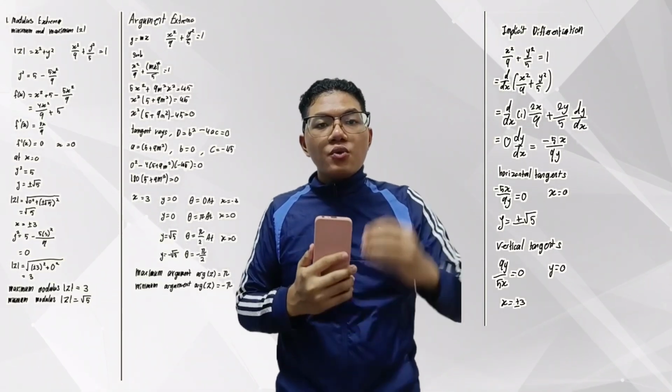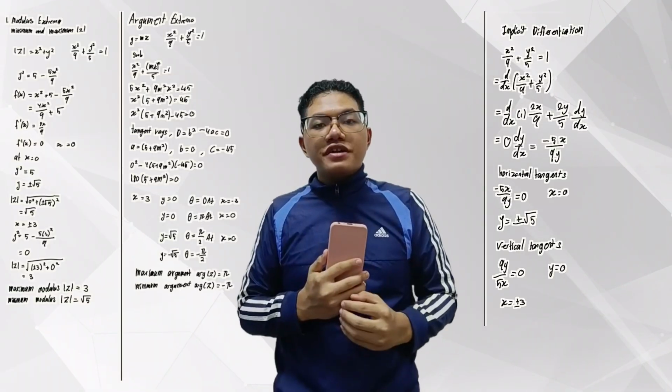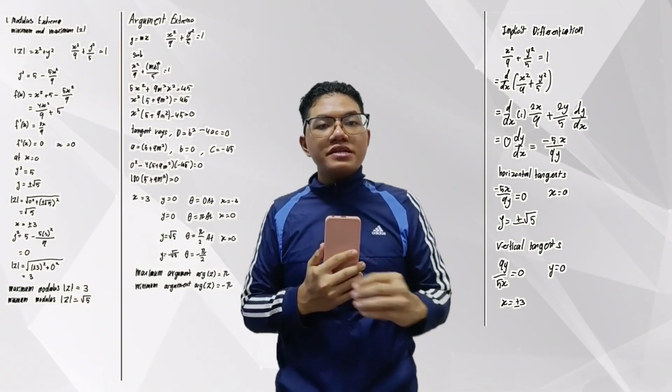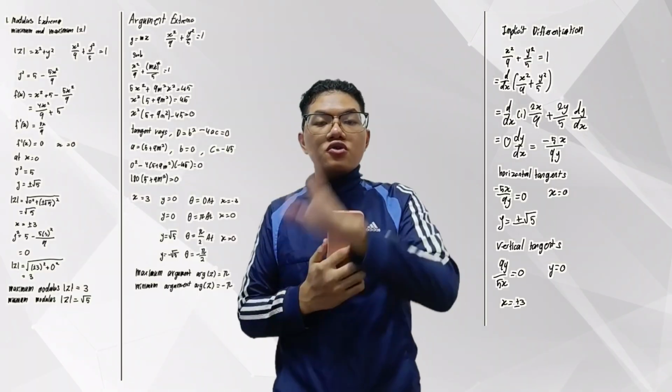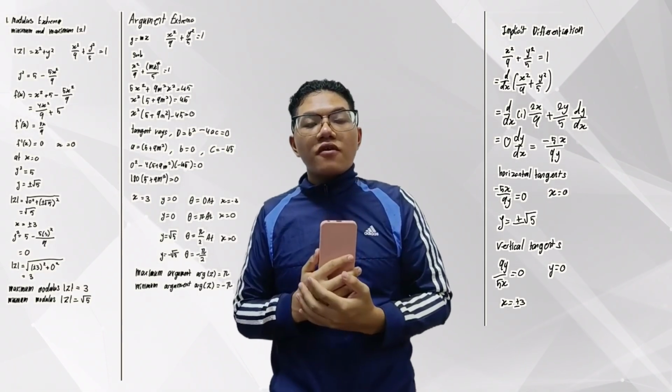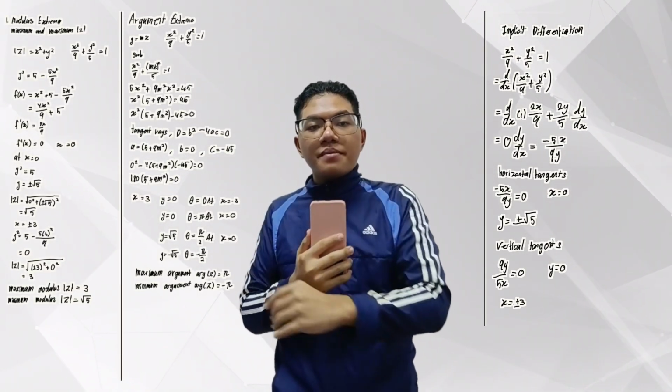For the argument, we look at angle theta. We use the tangent ray method y equal to mx and set the discriminant to 0. Since the ellipse surrounds the origin, the argument spans the full range from the minimum -pi to the maximum pi.